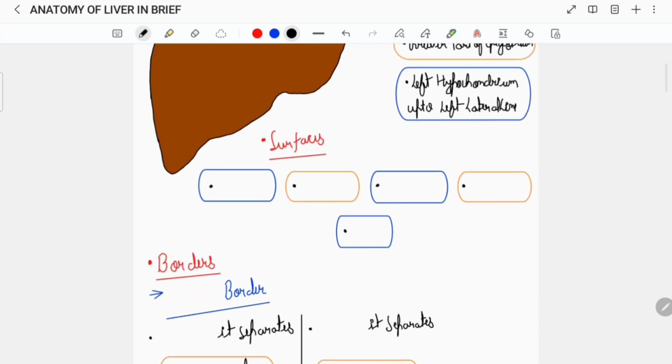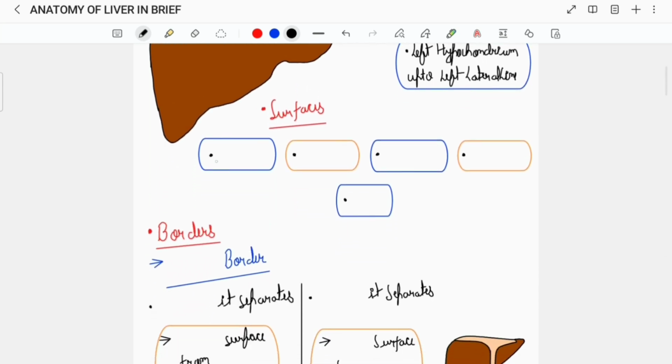The liver has 5 surfaces, which include the anterior surface, the posterior surface, the superior surface, the inferior surface, and the right surface.